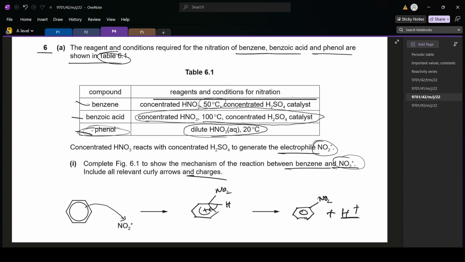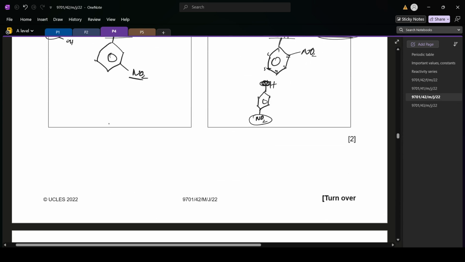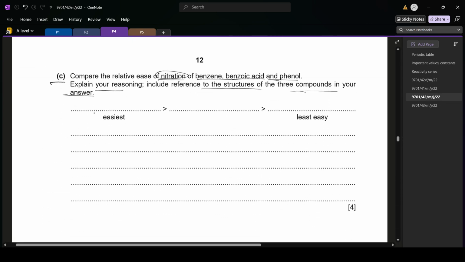Phenol is the easiest to nitrate of all, compared to benzoic acid and benzene. Then you have benzene, and last you have benzoic acid. So the trend is: which one is easiest? Phenol. Then benzene, and then you have benzoic acid.